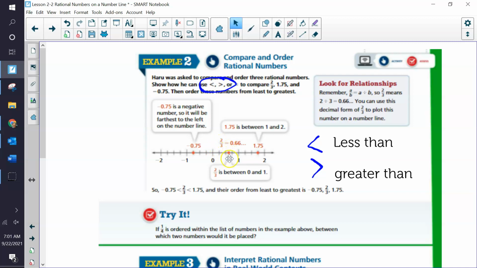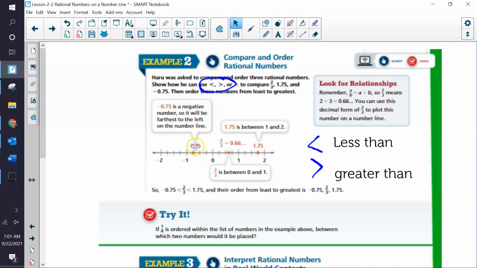It doesn't look like they did that in the example, but I think in the example they didn't really show how they placed those points. They just want you to know this is where 2/3 is right here. 1 75/100 is 1 3/4, so that's placed right here, almost to the 2, right? And then -75/100 is moving in the negative direction, 1/4, 2/4, 3/4.